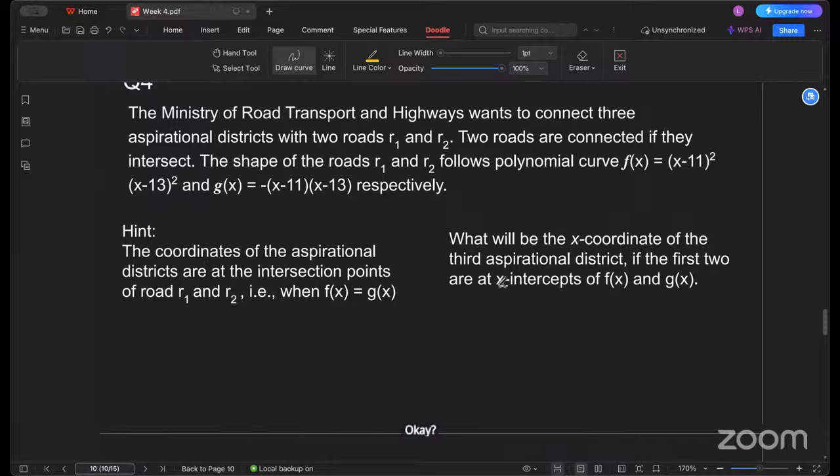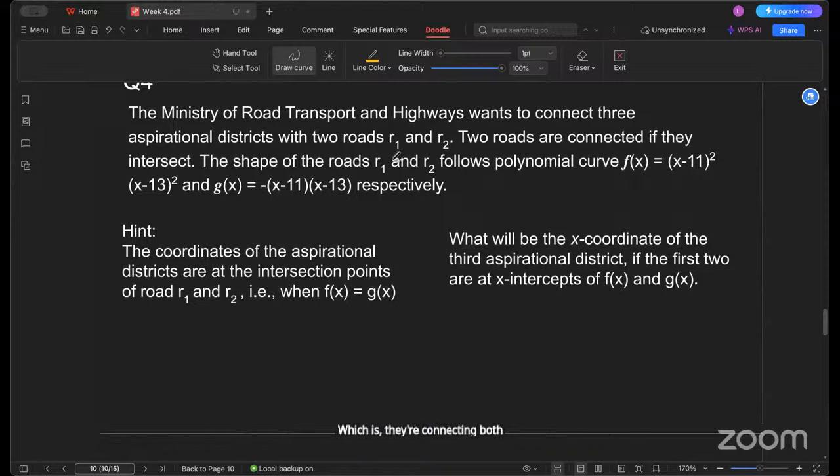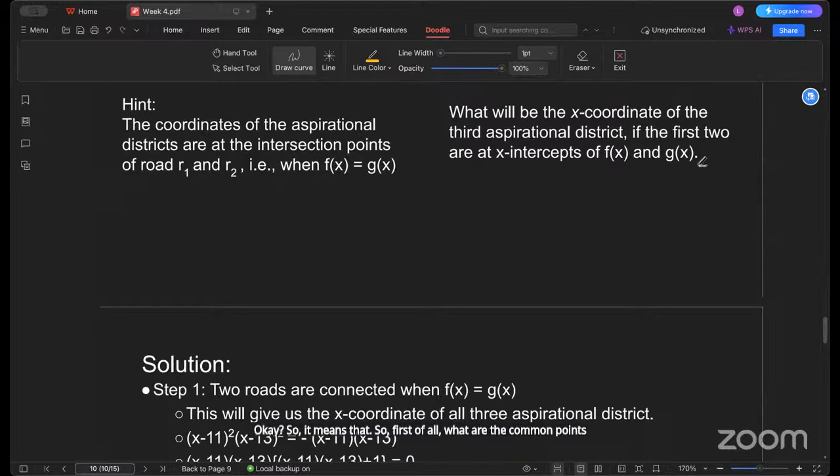Okay. So the question is that you are already given two functions and you know that the first two cities are at the x-intercept of f of x and g of x. And they are asking about the third aspirational district. So definitely the third aspirational district should be connecting both R1 and R2, lying on both R1 and R2, right? So first of all, what are the common points for f of x and g of x? Where are they connected? That's what we have to see.